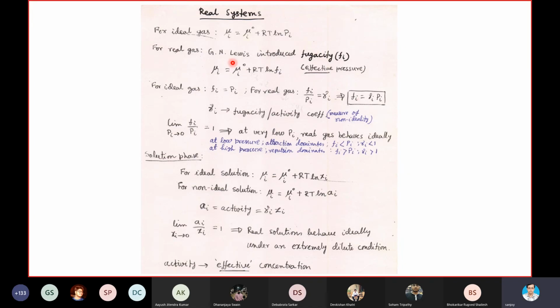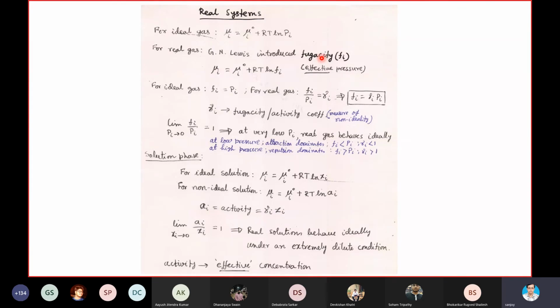Now for real gas, Lewis introduced this term called fugacity. You have heard about it. It is called effective pressure. In an ideal gas, what is the difference between effective pressure and real pressure? Since the particles are not interacting, they are basically freely moving within the system. They only collide with the particles out on the wall. So the pressure is whatever value the impact rate of collision on the wall gives you.